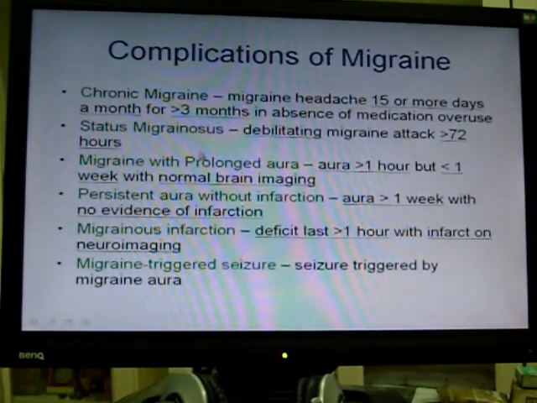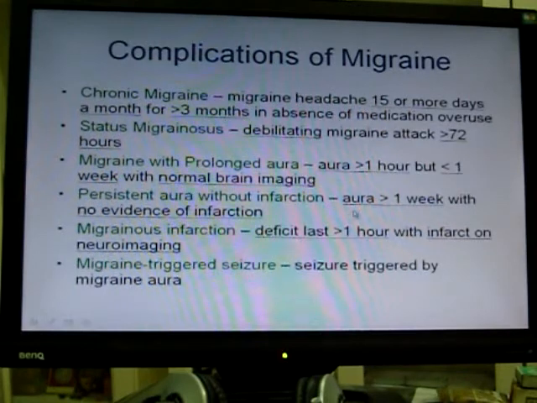I also mentioned that the aura typically lasts less than 1 hour. And when your aura lasts more than 1 hour, it becomes a complication of migraine. That's why all these things are known as complicated migraine: migraine with prolonged aura, persistent aura without infarction, or migrainous infarction. Then you further divide into whether you see infarct on imaging or no infarct on imaging. If there's an infarct on imaging, it becomes migrainous infarction.